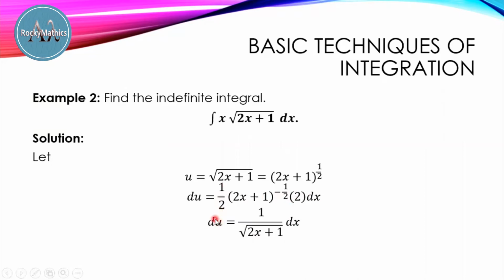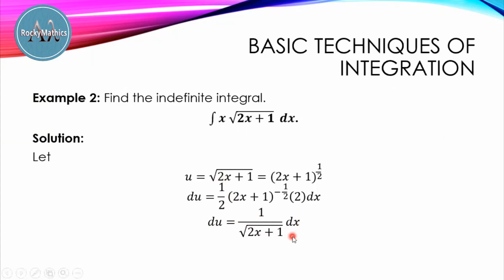So the simplified form is du is equal to 1 over the square root of 2x plus 1, because this expression is just equal to the square root of 2x plus 1. But since the exponent is negative 1/2, this expression is found in the denominator. So this is 1 over square root of 2x plus 1 dx. Now, what's more interesting here is we found out that this expression is just our u. So in other words, we have du is equal to 1 over u dx.